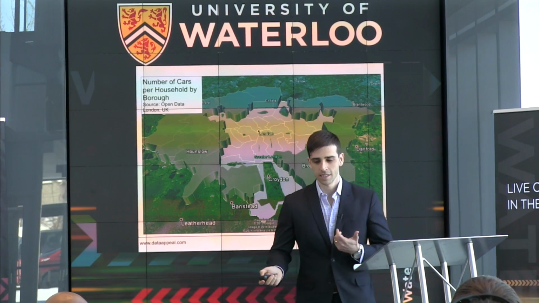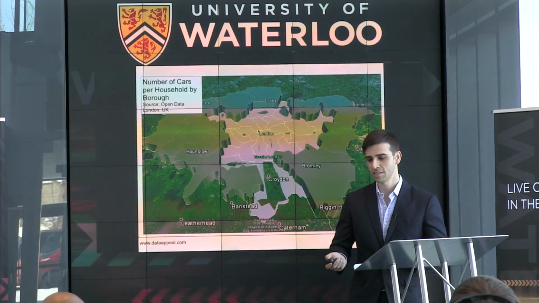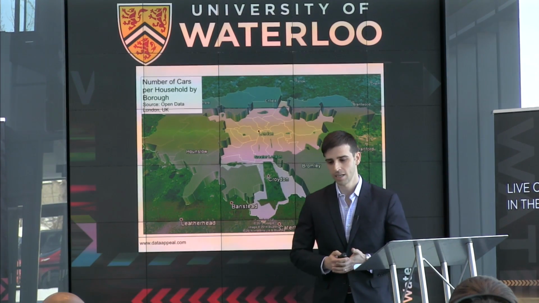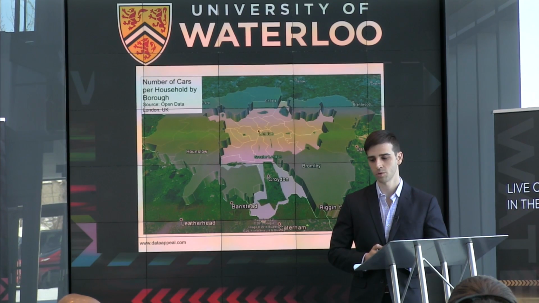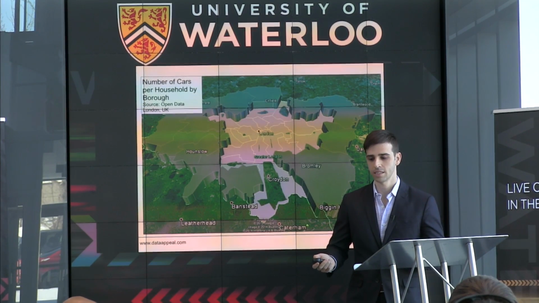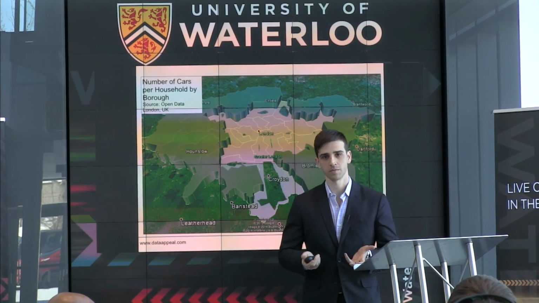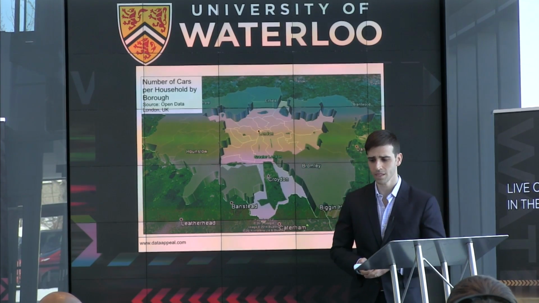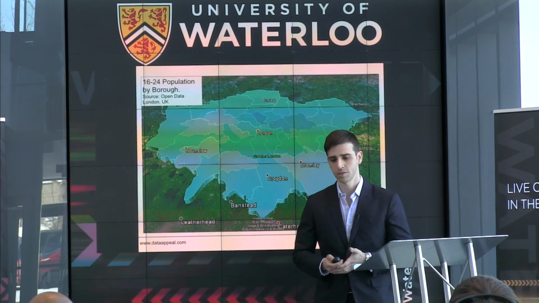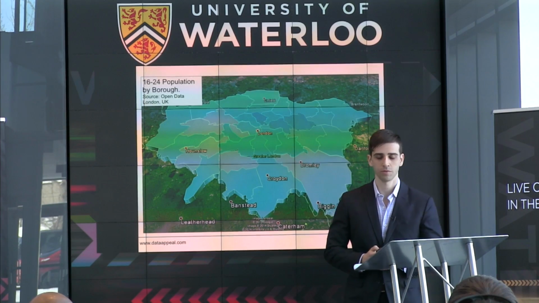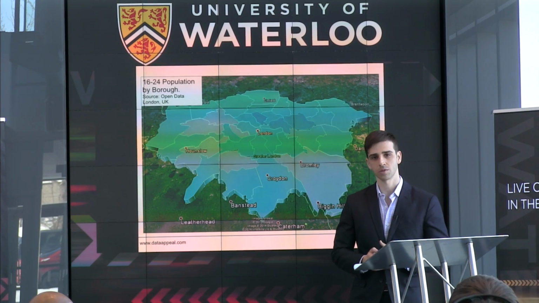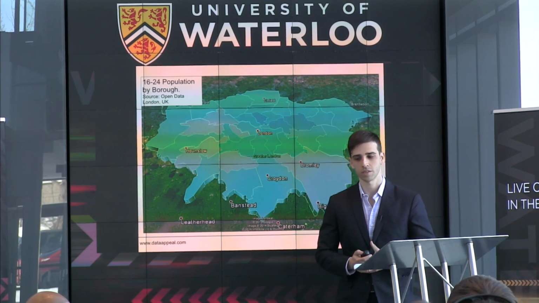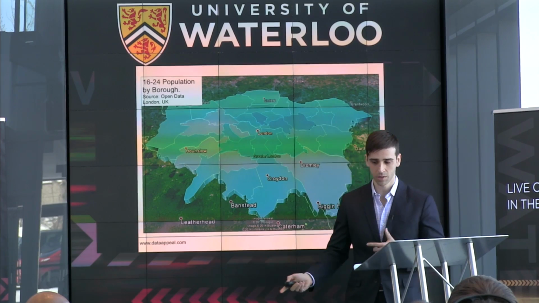Moving overseas to London, UK, these are their planning districts, and this is some demographic data that was on the open government portal. What you can see here is that the number of cars per household increases as you move further away from central London. Out of the same data source, this is looking at population, specifically 16 to 24-year-olds. You can see that they're more concentrated within central London as opposed to the outskirts. So for some reason, it's the opposite of where the cars are being used.